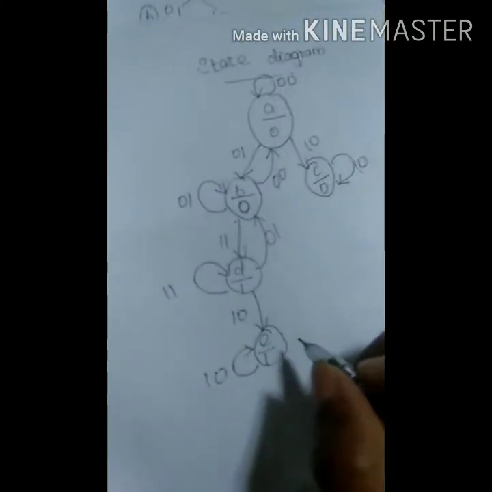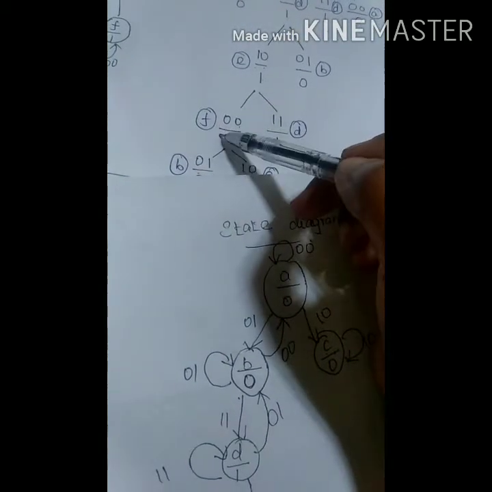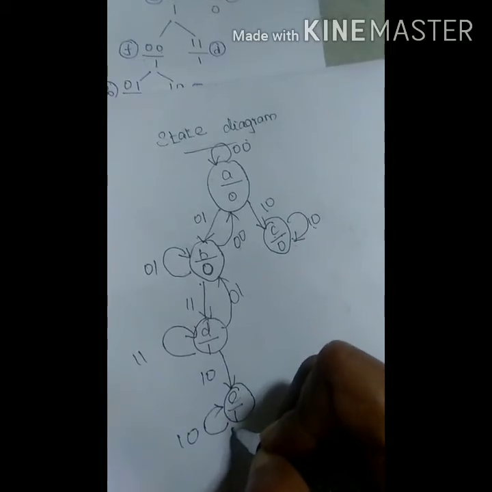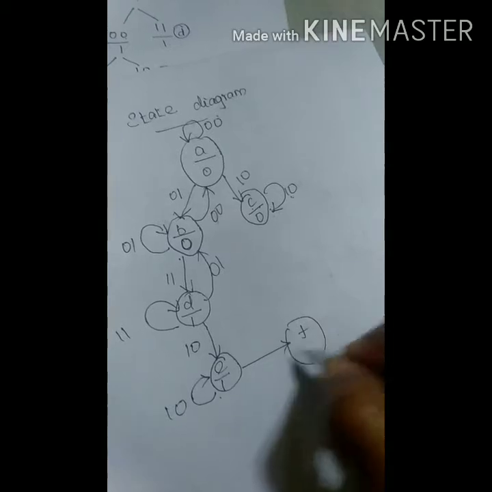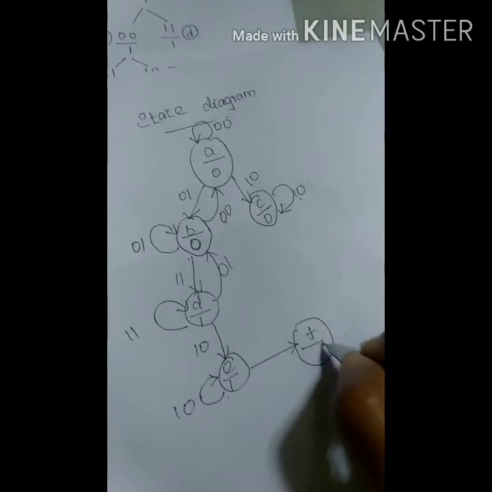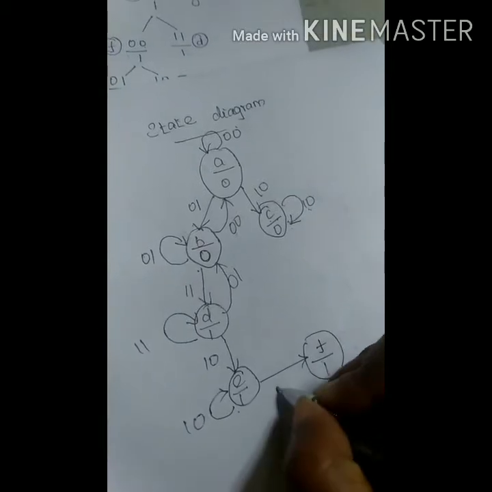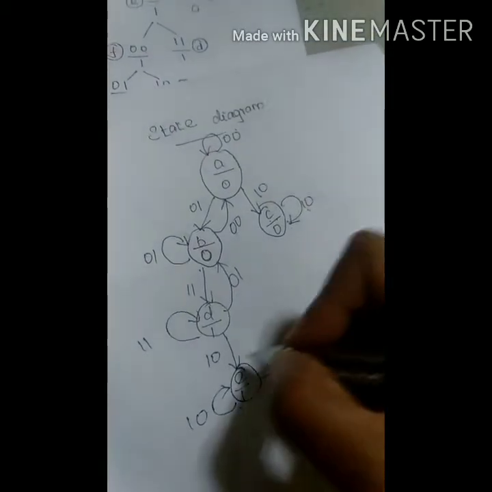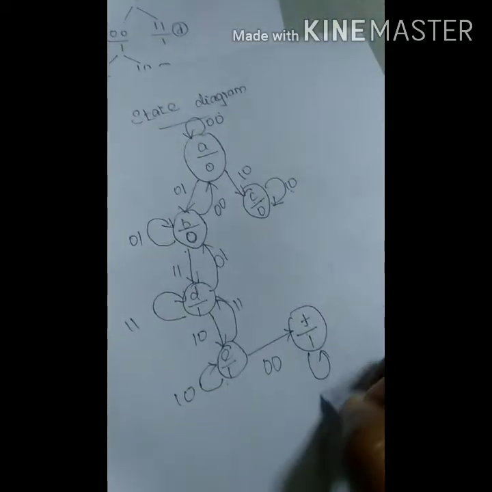If I am giving 0, 0 to the E state, it will go to the F state with the output of 1. If I am giving 1, 1 to the E state, it will go to the D state. So here the self state is 0, 0.